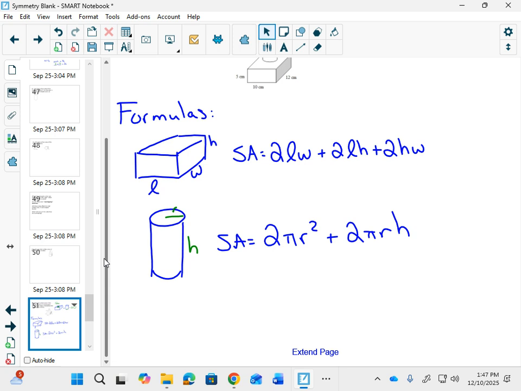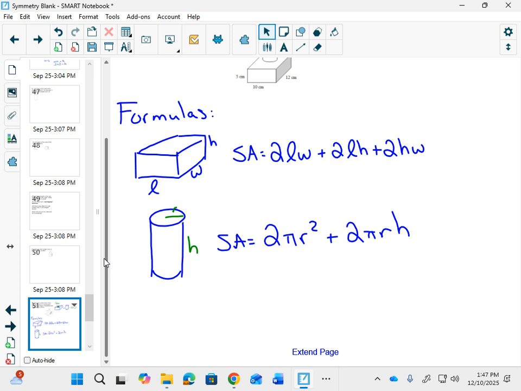So I have a cylinder. Cylinder has a height. It has a circle on the top and the bottom. And so the surface area of a cylinder is 2 pi r squared plus 2 pi r h. Again, this formula would be given to you on a formula sheet, but you might have it on your cheat sheet as well, because then you can draw the picture and explain it.